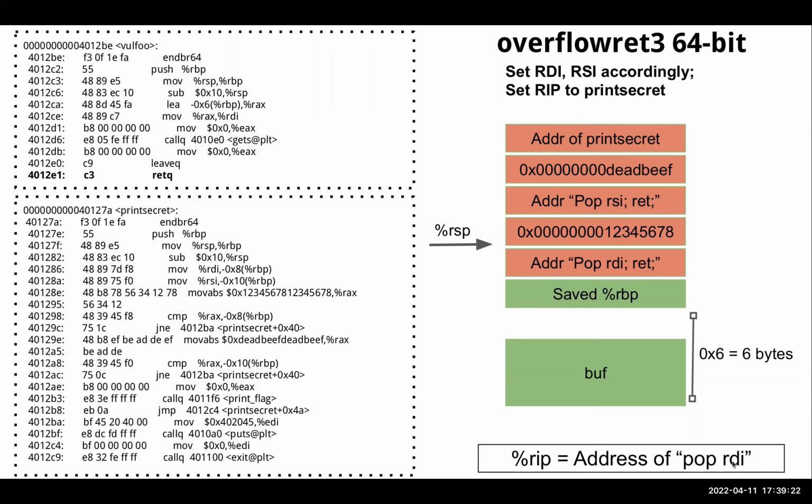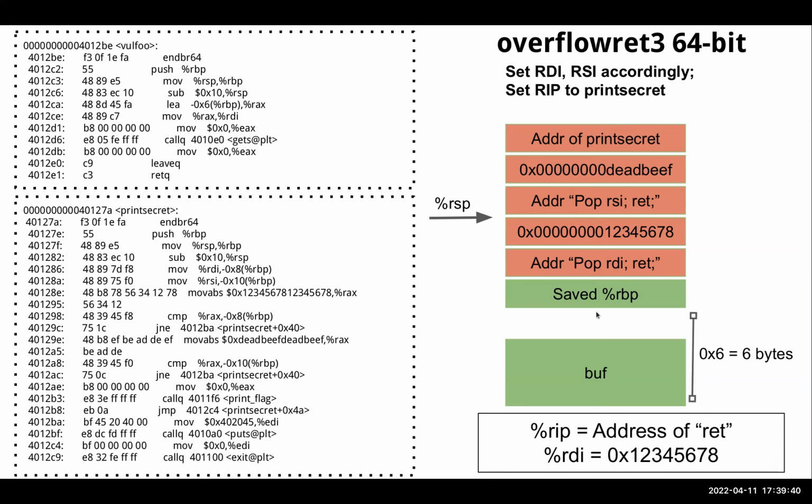So what is the next instruction to execute? The next instruction will be pop RDI. What does pop RDI do? Pop RDI will pop whatever RSP points to into RDI. That's why we have the data here. That data will be popped into RDI. After that, RSP moves up 8 bytes and points to here. Then where does our RIP point to? Our RIP will point to the address of return, because here we point to the address of pop RDI return.